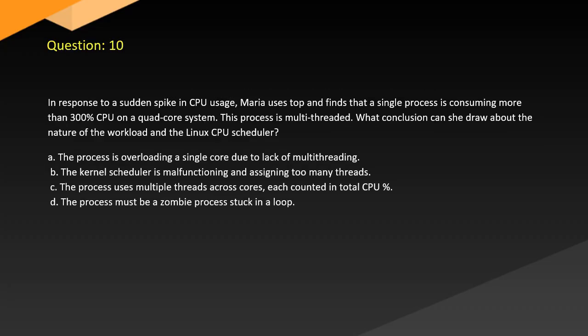Question 10. In response to a sudden spike in CPU usage, Maria uses top and finds that a single process is consuming more than 300% CPU on a quad-core system. This process is multi-threaded. What conclusion can she draw about the nature of the workload and the Linux CPU scheduler? A. The process is overloading a single core due to lack of multi-threading. B. The kernel scheduler is malfunctioning and assigning too many threads. C. The process uses multiple threads across cores, each counted in total CPU percent. D. The process must be a zombie process stuck in a loop.